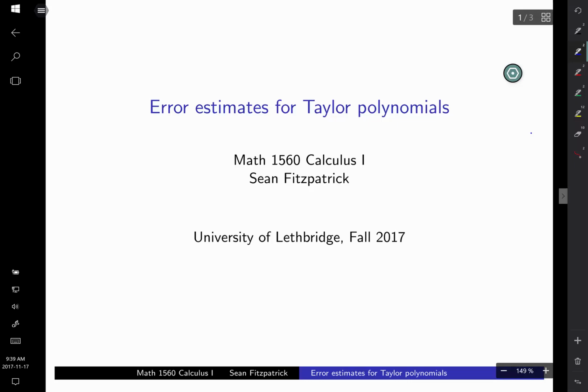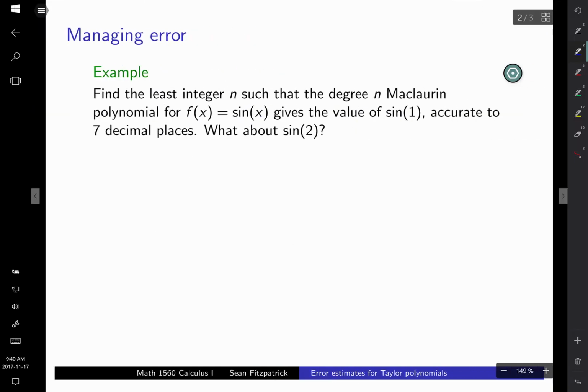So what we're going to do now is use that remainder formula that we talked about in the previous video to get some estimates on the error. In this case, somebody is going to tell us the error. They're going to say we want to make sure that the error is no bigger than this amount, and it's our job to figure out how many terms we need to take in our Taylor polynomial to satisfy that condition. Okay, so here's a typical example.